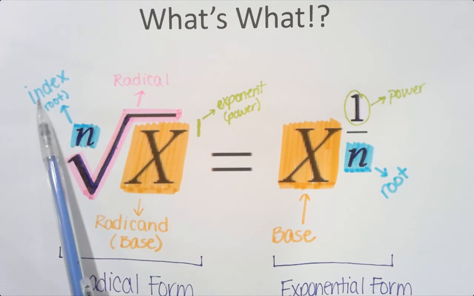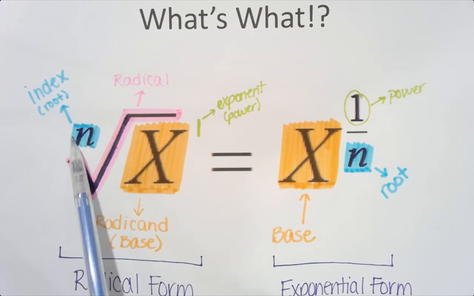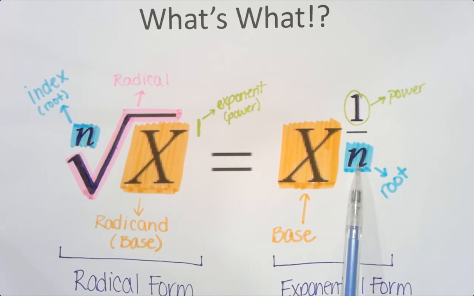On the left-hand side, this small number that is written next to the radical symbol is going to be called your index, or sometimes it's going to be called your root. When you convert this to exponential form, it will become the denominator of your exponent. And the silly way that I use to remember this is roots grow on trees on the bottom of the trees, and so roots are in the bottom of your fraction.